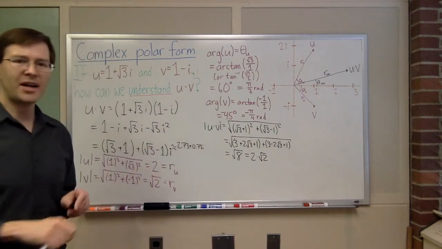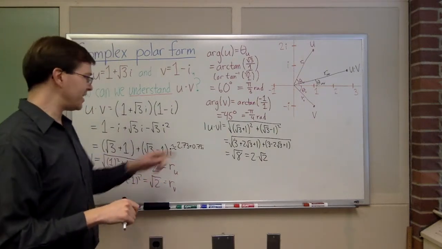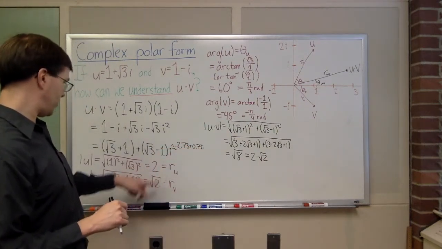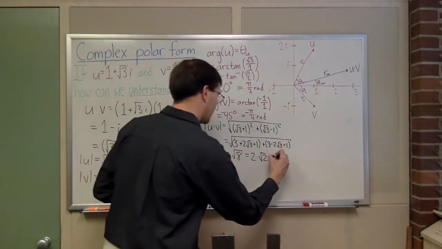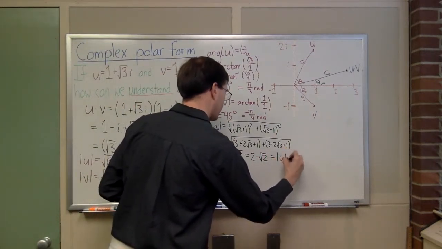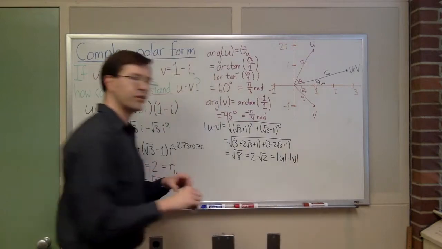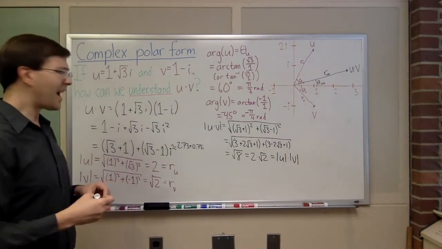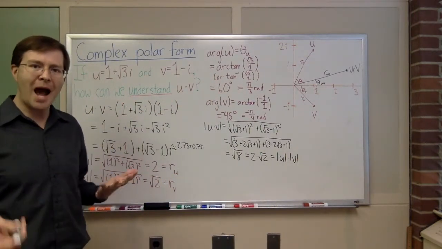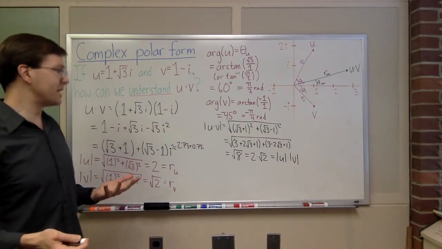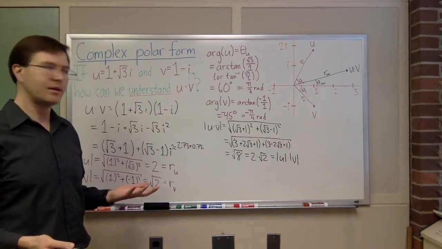And now here's an interesting observation that we can immediately see. 2 times the square root of 2 is exactly equal to the magnitude of u times the magnitude of v, or absolute value of u times absolute value of v. And I guess that makes sense for magnitudes. I'm happy that's true, because that means that the magnitudes multiply of these things.